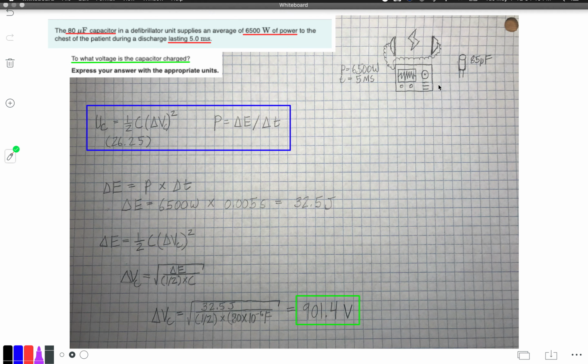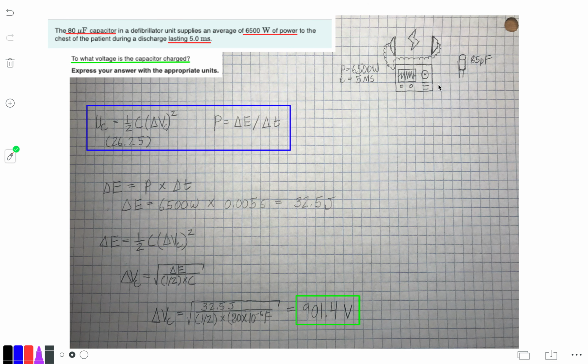Hello everyone. Today we're going to talk about Physics 252, Week 6, problem number 26.34. In this problem, we are talking about the energy stored in capacitors and how the voltage changes, in our case, when a defibrillator is used on a person.